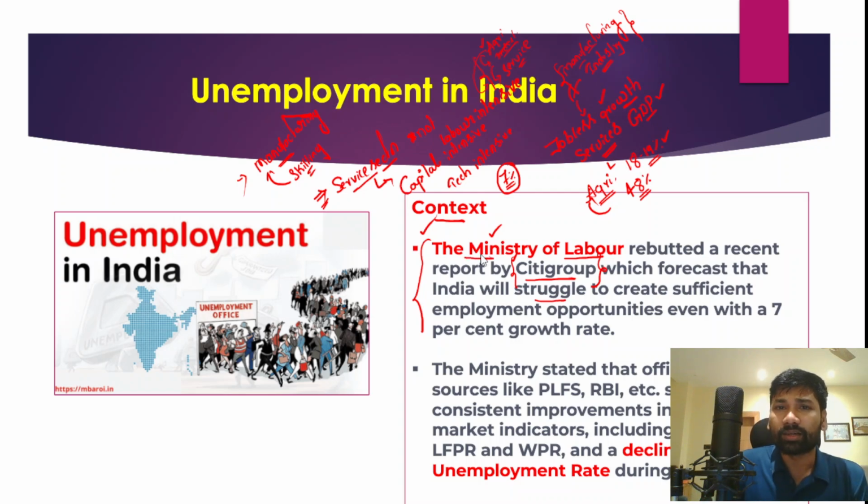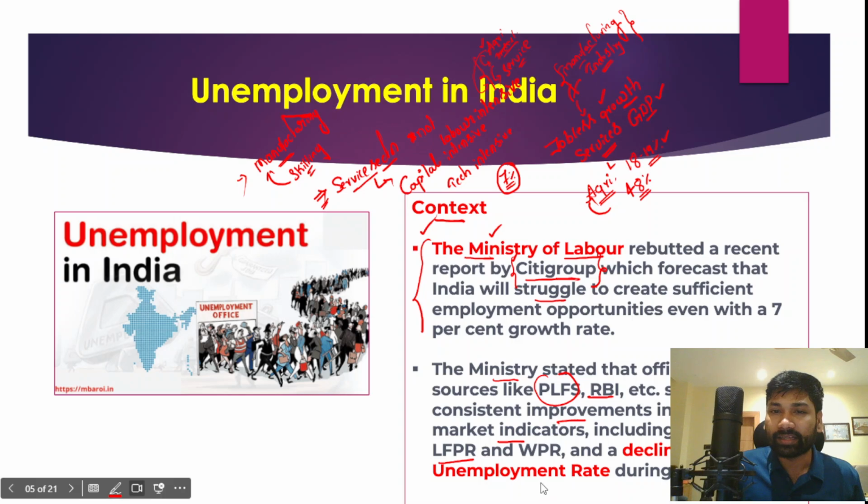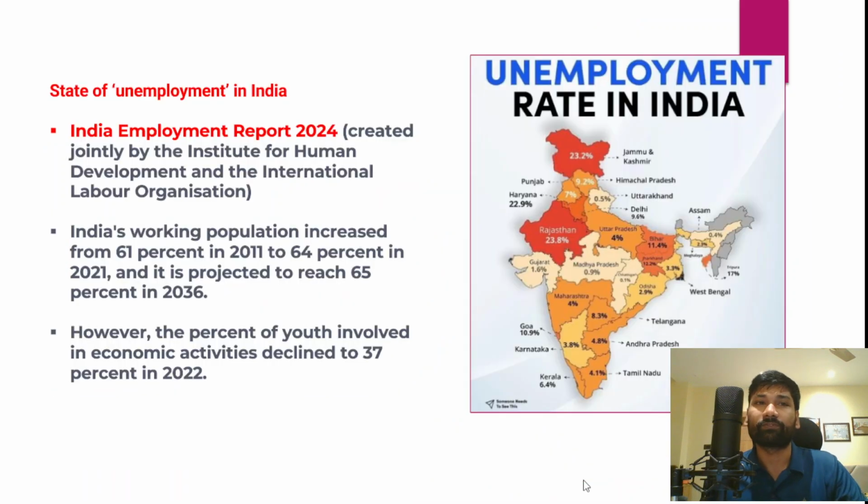In fact, condemning the report published by Citigroup, the Ministry of Labour has stated that official sources like the periodic labor force participation data and Reserve Bank of India data actually show a consistent improvement. There is a lot of improvement in the key labor market indicators. That essentially means this data has been indicating, over a period of time, that the unemployment rate in India has been gradually declining, as shown in the labor force participation rate and women workforce participation rate data, indicating a declining unemployment rate during the last 5 years.